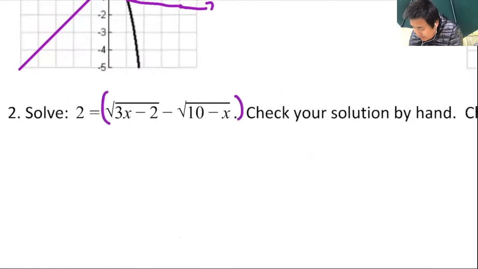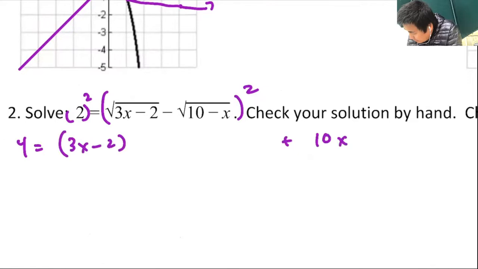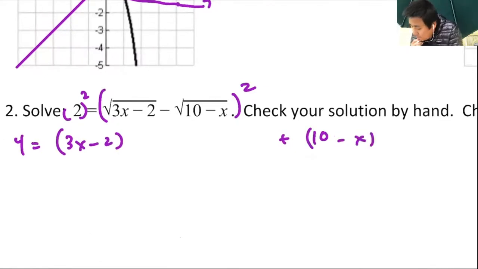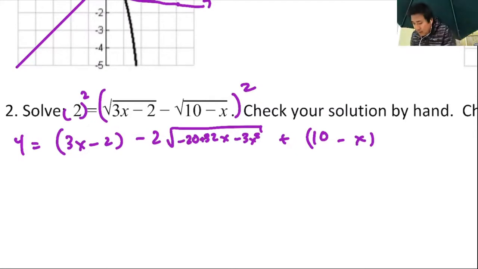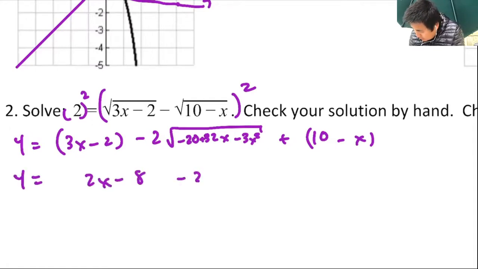So I'm going to square this, I guess. So 4 equals 3x minus 2 plus 10 minus x, minus 2 times the square root of 32x minus 3x squared minus 20. I'm going to combine like terms, so it's 2x minus 8. So 4 equals 2x minus 8 minus 2 square root of negative 20 plus 32x minus 3x squared.